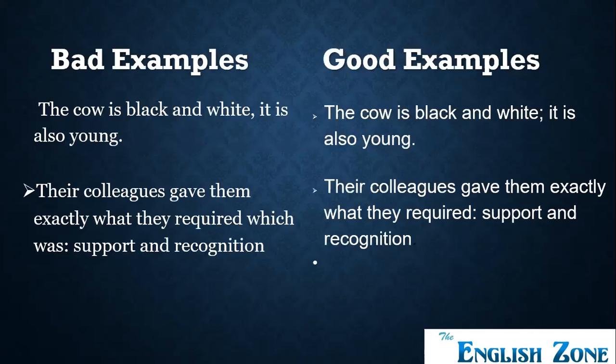So let's say, bad examples. The cow is black and white, it's also young. Now you can see here we have two sentences and we have written a comma over here. That is completely incorrect. These are examples of two independent sentences. The cow, subject, is, verb, black and white, object. It, subject, is, verb, also young, object.